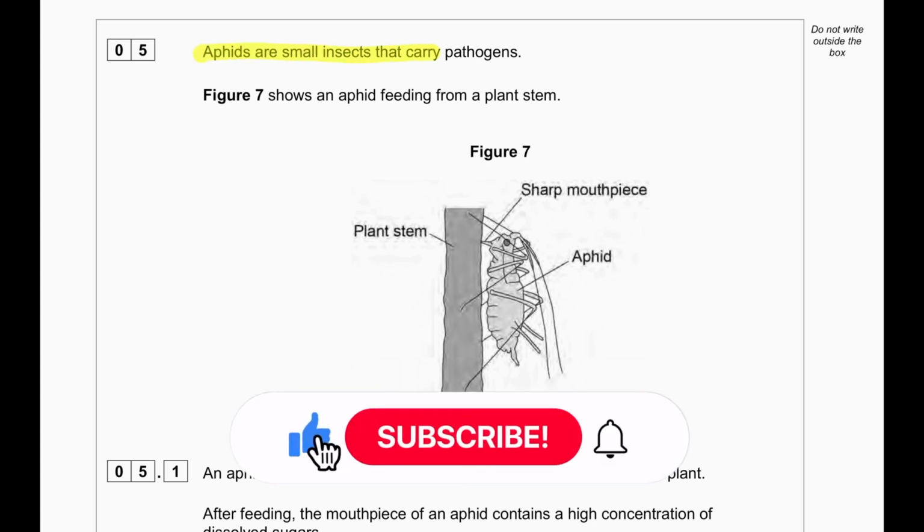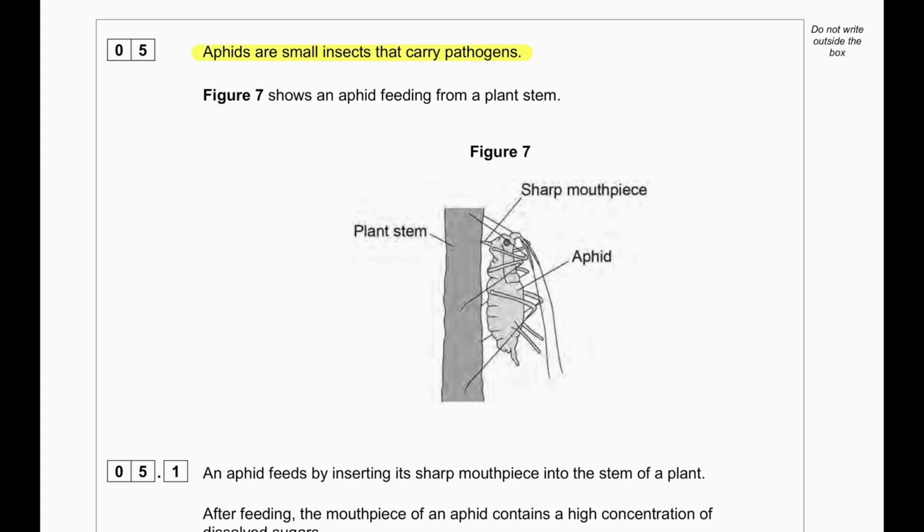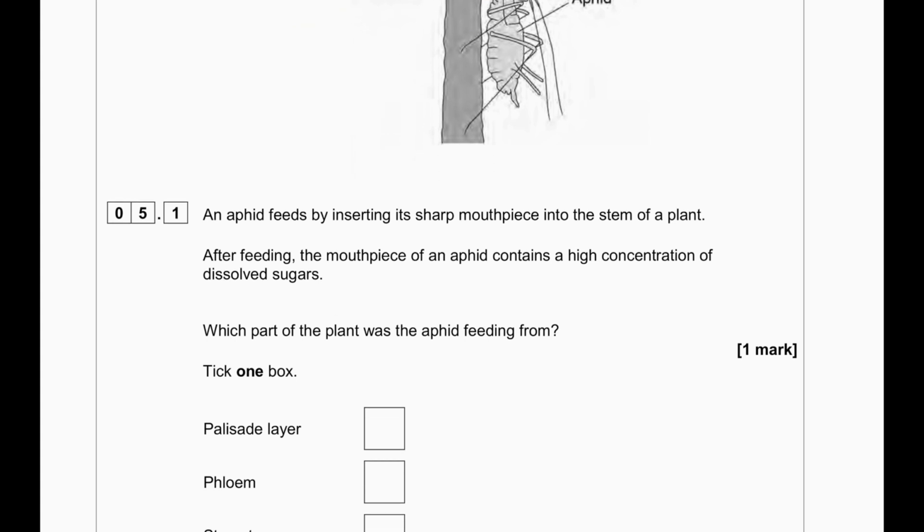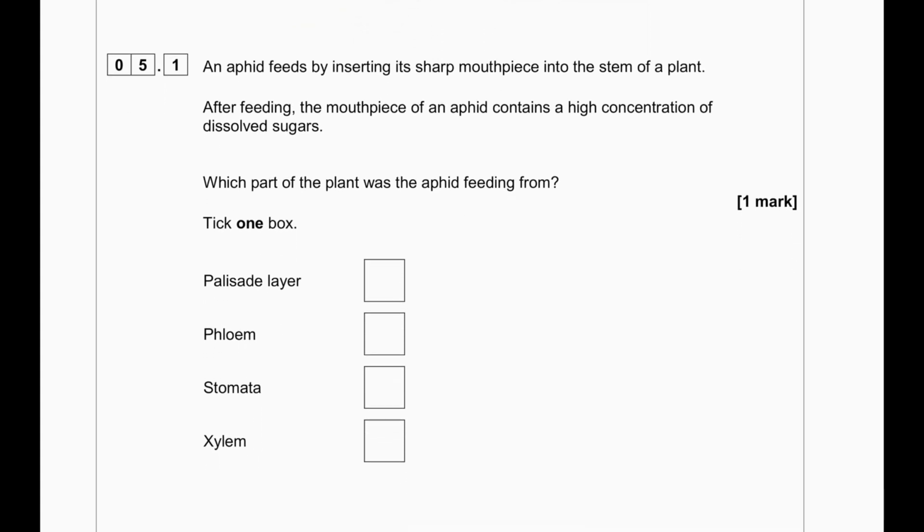Aphids are small insects that can carry pathogens with them. Figure 7 shows an aphid feeding from a plant stem. It has a sharp mouthpiece which can penetrate the plant stem, and thereby it can feed on the phloem juices of the plant. An aphid feeds by inserting a sharp mouthpiece into the stem of a plant. After feeding, the mouthpiece of an aphid contains a high concentration of dissolved sugars. Which part of the plant was the aphid feeding from?